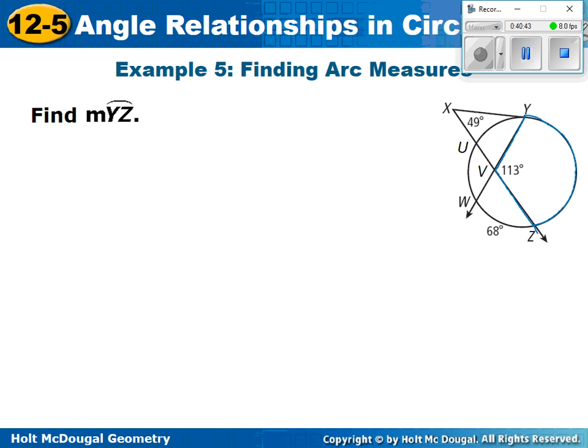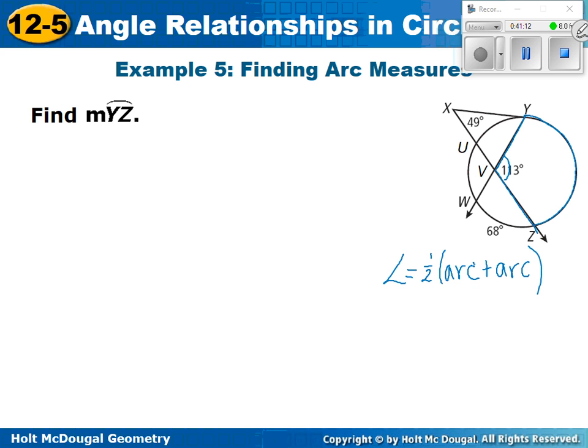Okay, so we know this arc should be formed by this angle. Would you guys agree that this arc is formed by this angle? All right. And this angle is located where? Inside, outside, on the circle, or at the center? Inside. So we know this rule right now could be used, that the angle is equal to 1/2 of arc plus arc.